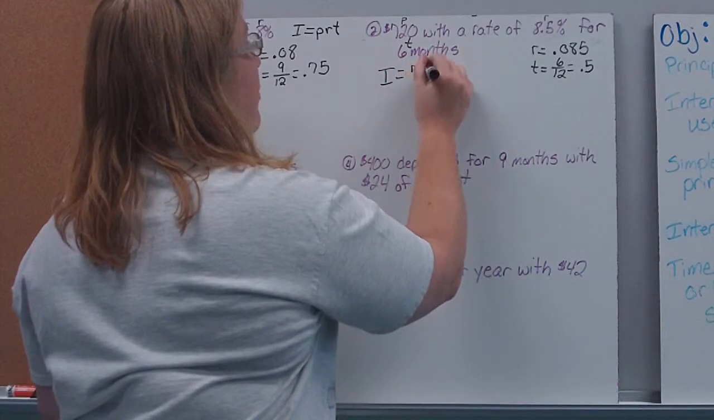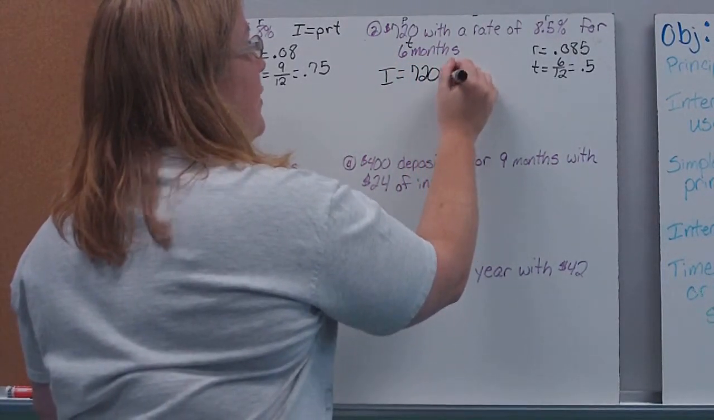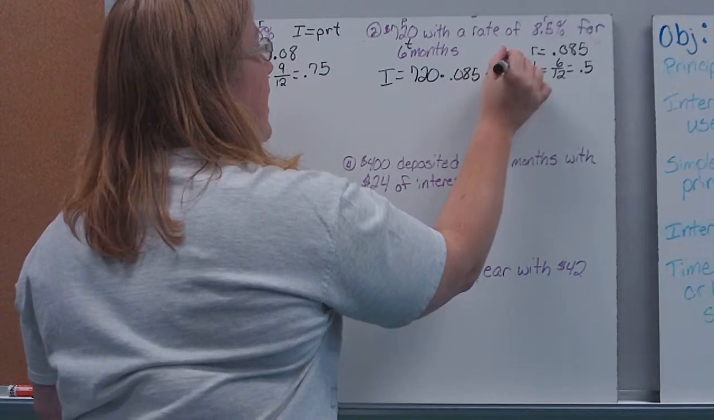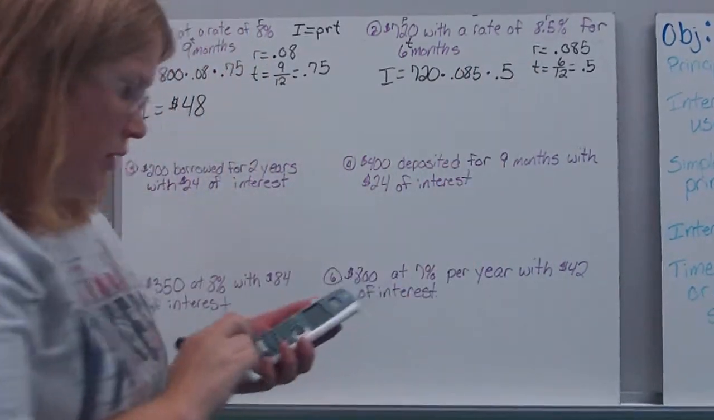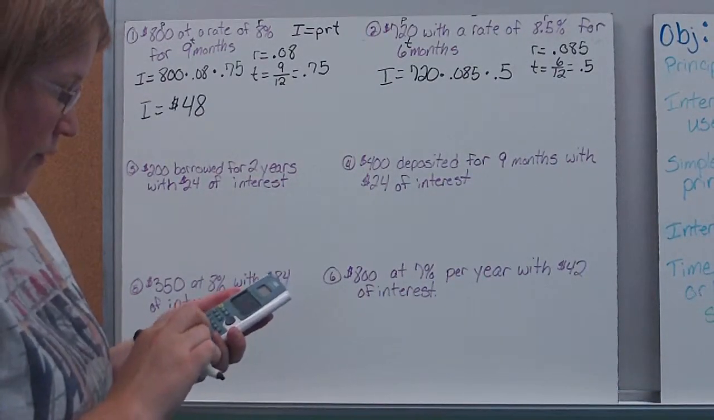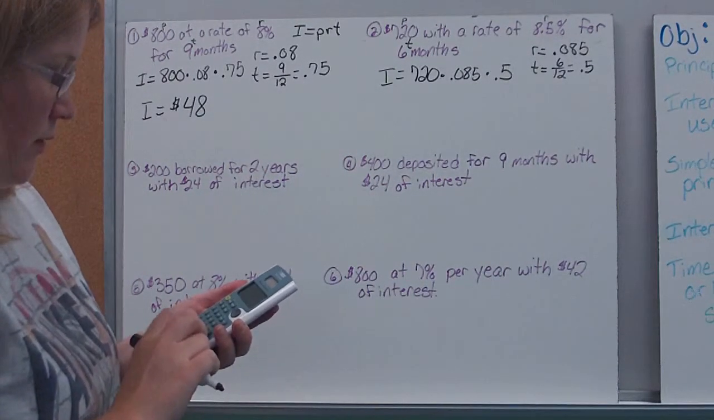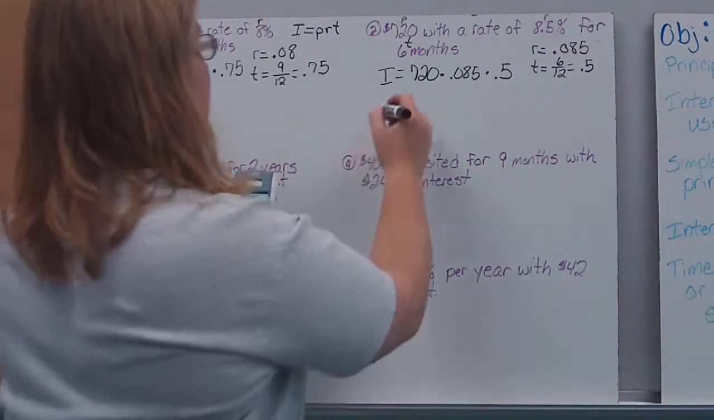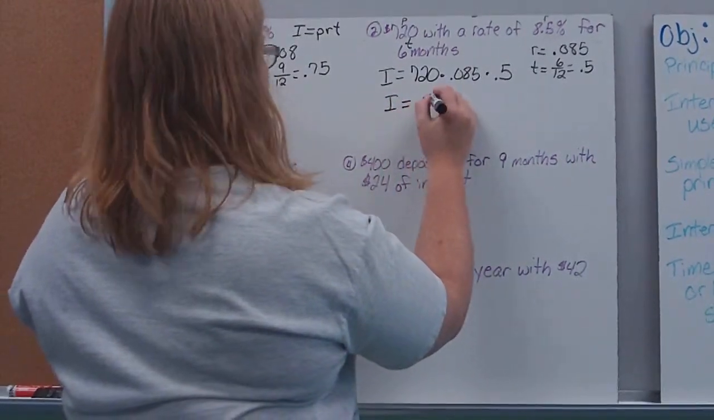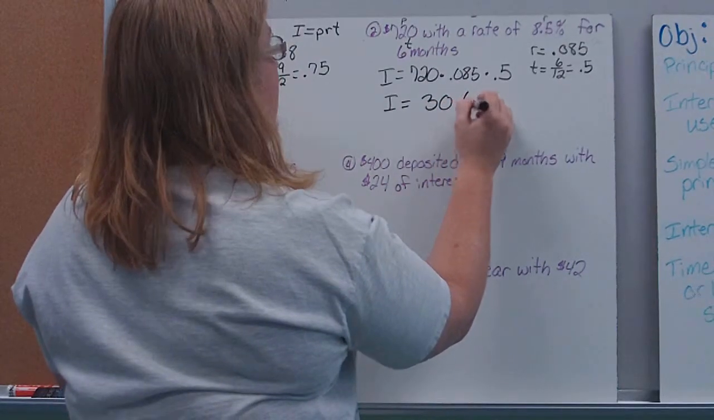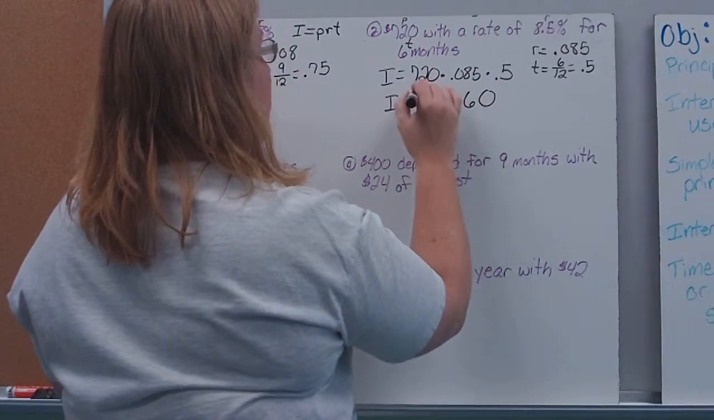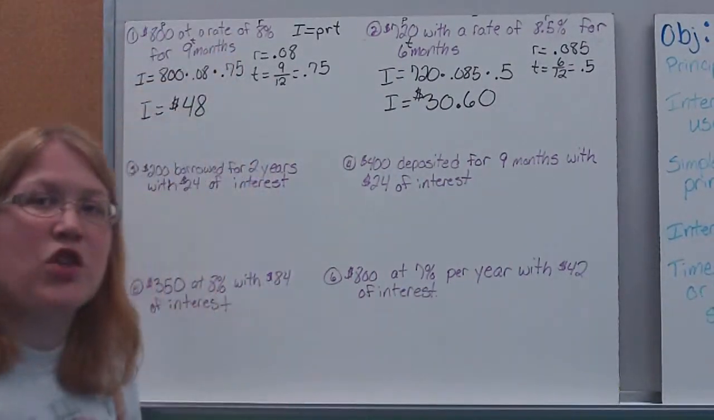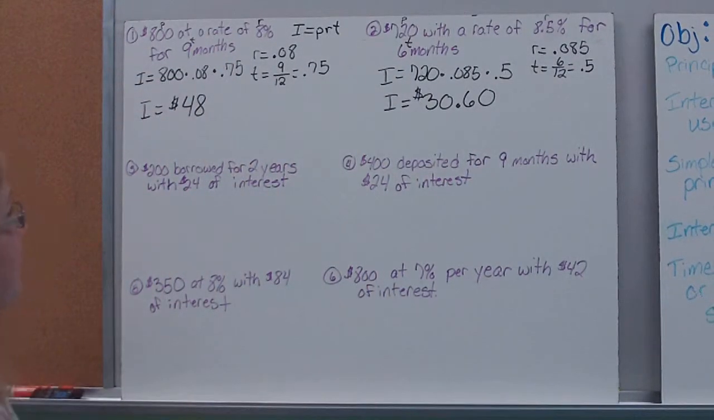Interest is equal to my principal times my rate times my time. So again, I'm going to use my calculator. And I find out that the interest is equal to 30.6. Since we're dealing with money, I'm going to add that extra zero and my dollar sign: $30.60 interest earned on this.